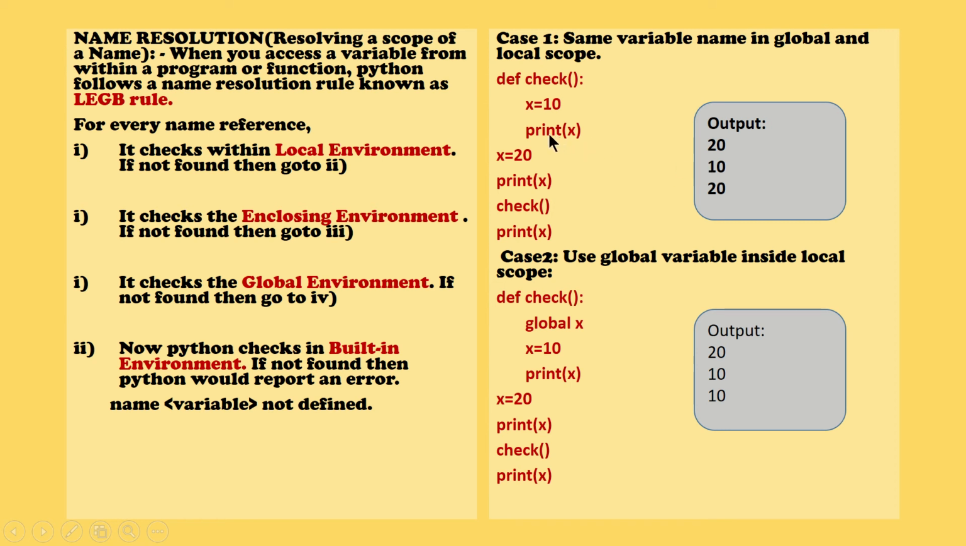After executing this statement, it will come to the next statement after the function call, which is print x. Here you have to understand, when you give print x, what value will be printed? Will it print 10 or 20? It will print 20, because the variable used here is in the global scope, and in the global scope the variable has the value 20.